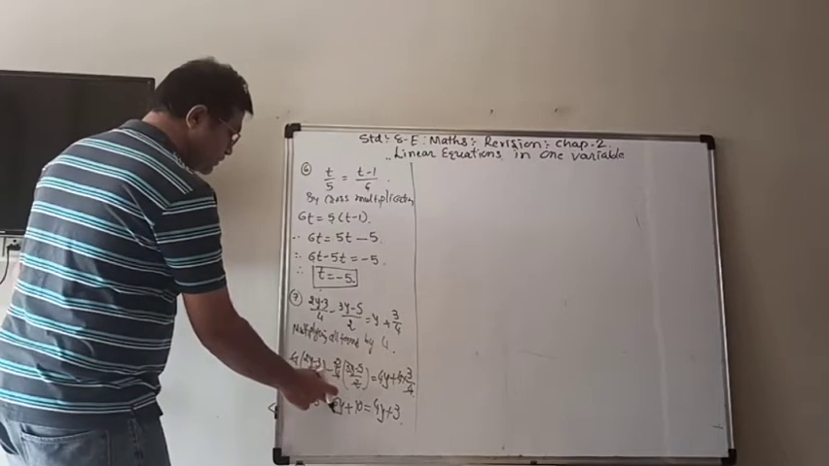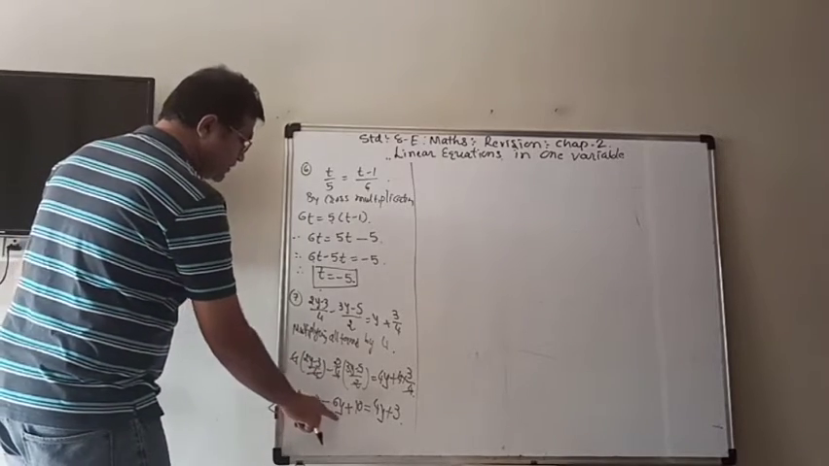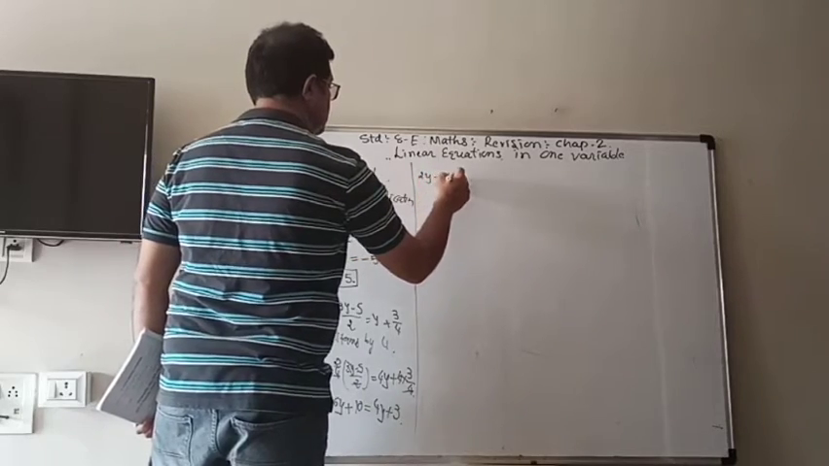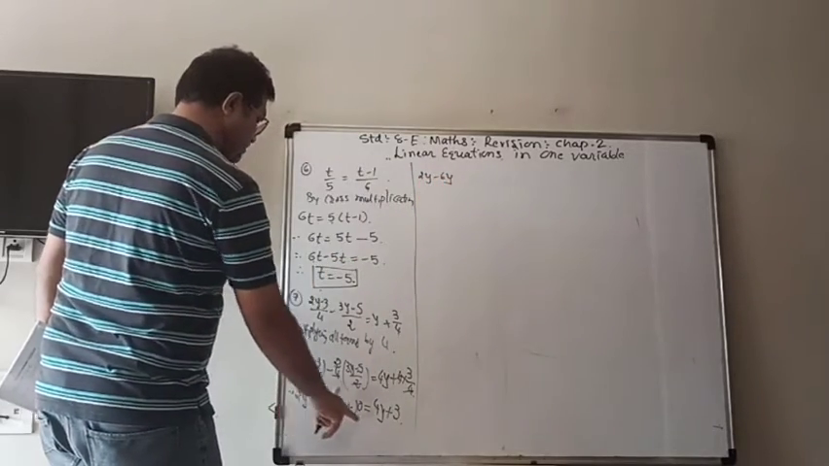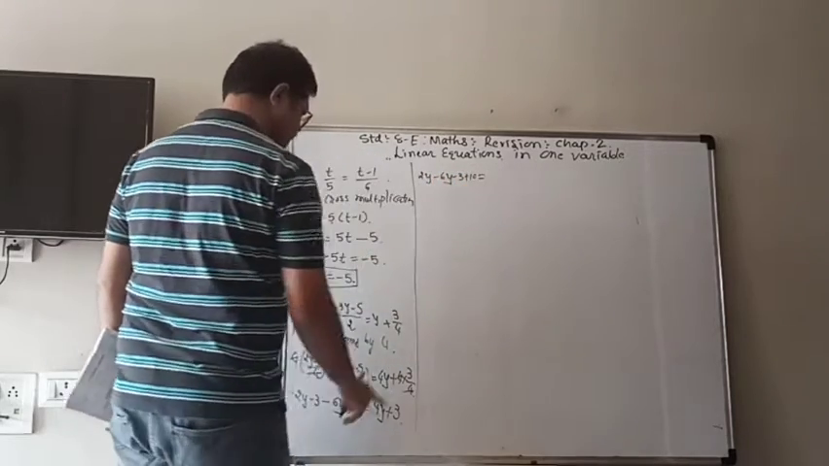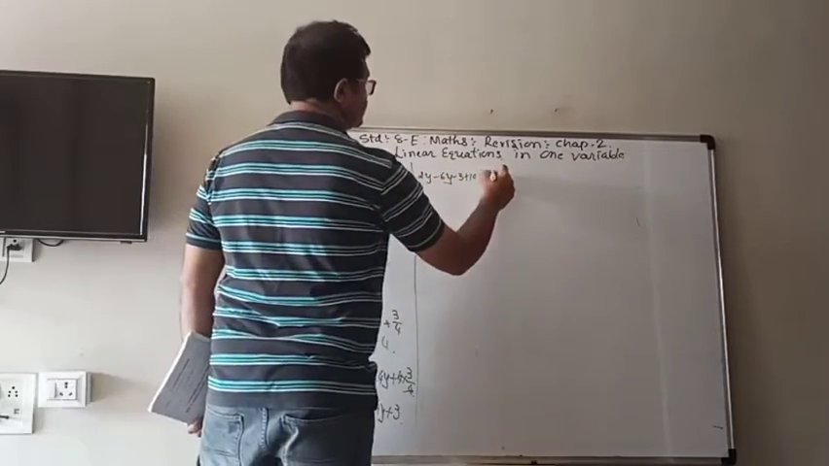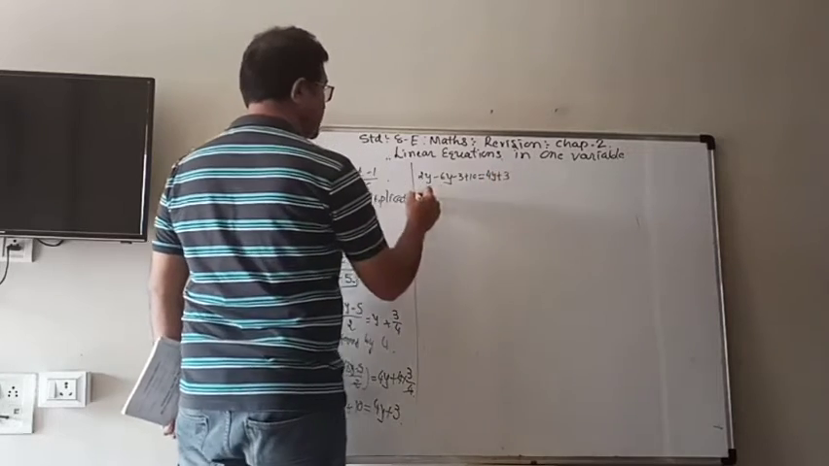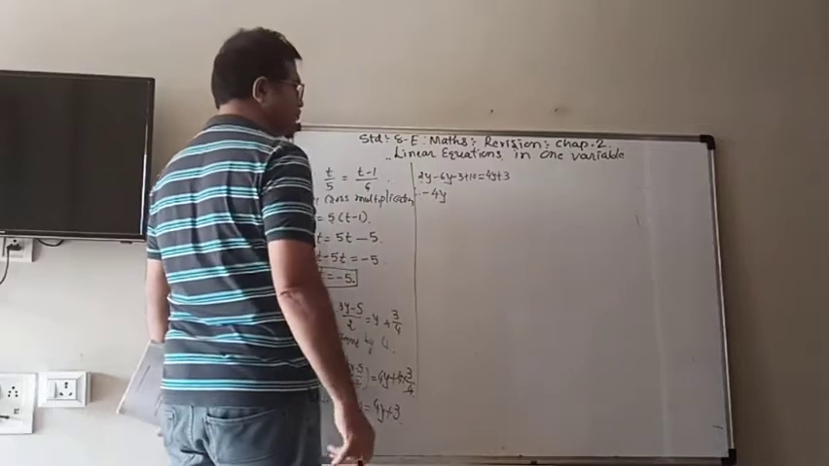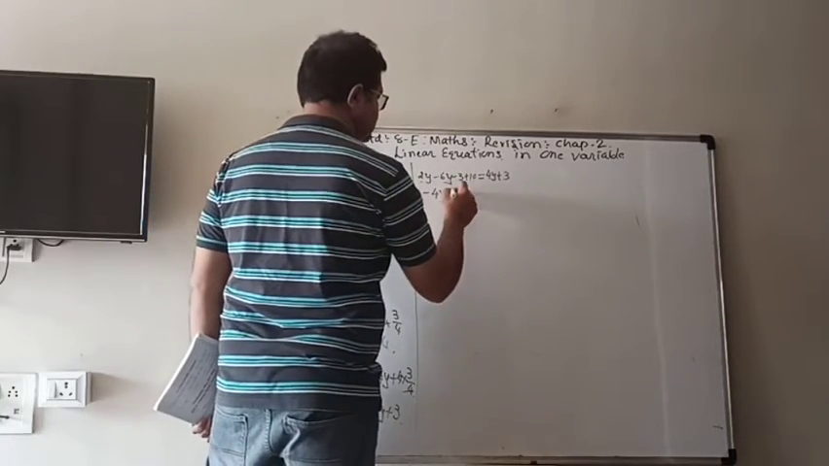So now here 2y minus 6y, minus 3 plus 10, equals 4y plus 3. So now 2y minus 6y is minus 4y. 10 minus 3 is 7.